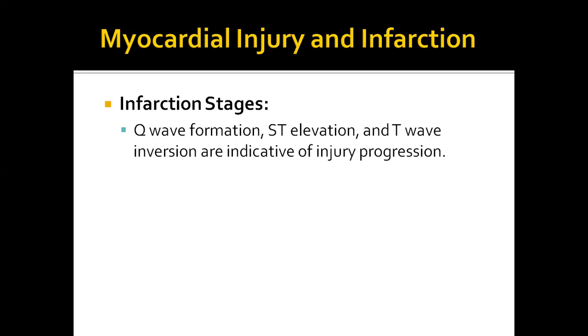Myocardial injury and infarction are critical conditions identifiable on ECG. Injury is marked by ST segment elevation, indicating acute damage to the myocardium. As the infarction progresses, we may see the development of a pathological Q wave and persistent T wave inversion. These changes occur in a specific pattern depending on the stage of the infarction and are essential for both diagnosis and monitoring.